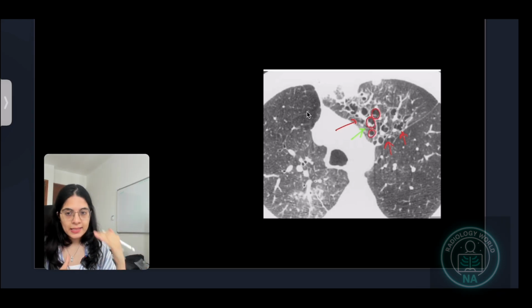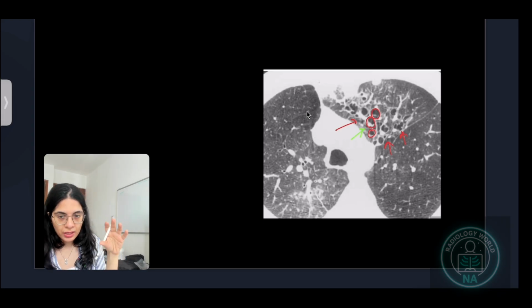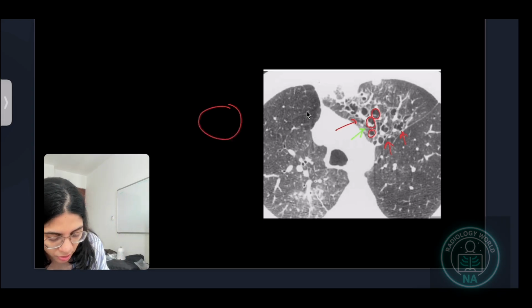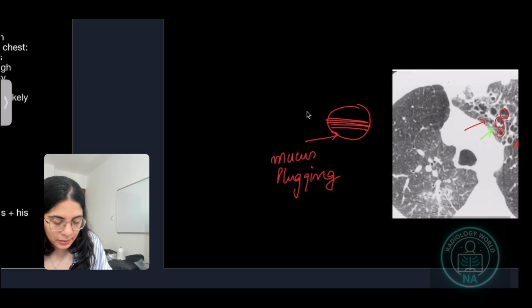If you see this on the axial sections, they are going to look like this round signet ring type of an appearance because of the bronchiectasis. But inside this particular bronchus also there are some levels. This is mainly because there is mucus plugging present over here. Okay, so this is basically a classical case of ABPA.